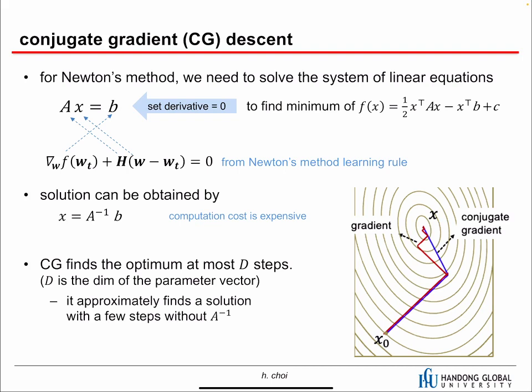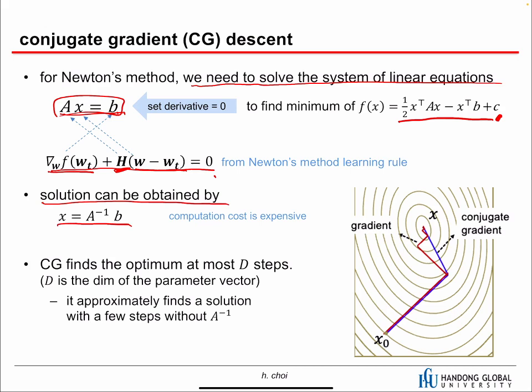Conjugate gradient descent. Conjugate gradient descent is a gradient descent in a sense, but this one is used for Newton's method. For Newton's method, what we need is to solve the system of linear equations, this. From the previous slide, we had this one. This one is a vector, it corresponds to b, and this one is a matrix, it corresponds to A, and this one is the parameter. So this is what we need. We have to solve this problem. This one is coming from this one too, and the solution can be obtained by this one.